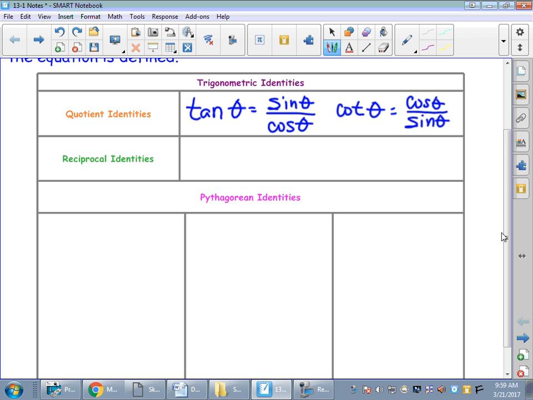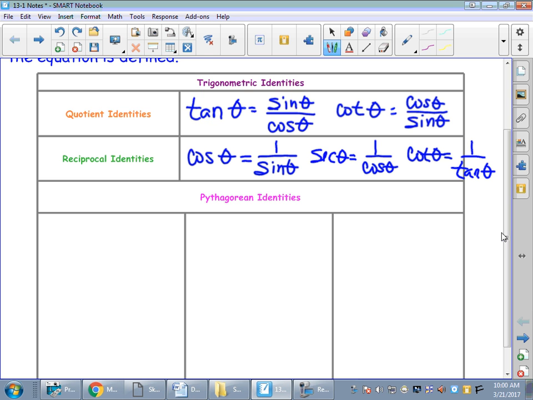Reciprocal identities implies that you're going to have an inverse effect, or reciprocal. So cosecant theta is equivalent to 1 over sine theta, the inverse of sine. And secant theta is equivalent to the inverse of cosine, and cotangent is equivalent to 1 over tangent. I actually stated that wrong at first because it's wrong on the sheet that I'm using. It's not cosine there, it's cosecant.